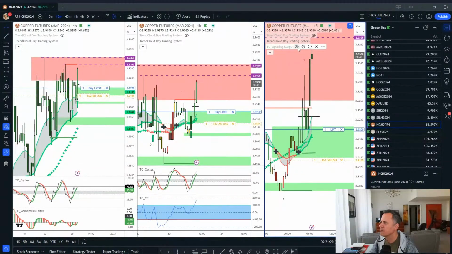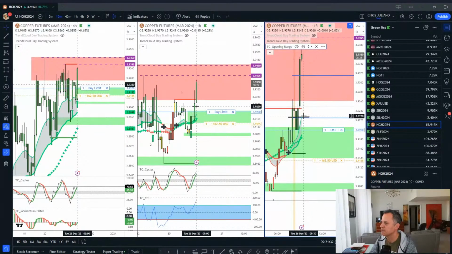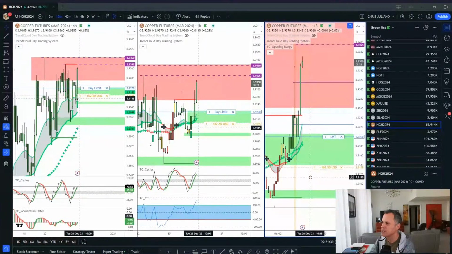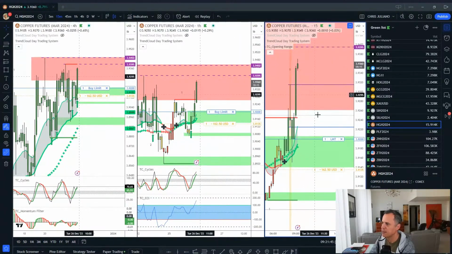Where is that in reference to the opening range? It's a little bit below it, isn't it? So this would have to come back and break through the opening range again. All right, so I'm not sure if that's going to happen. But that is definitely the process, right? That is the process that we take, because it has everything lined up inside of it.